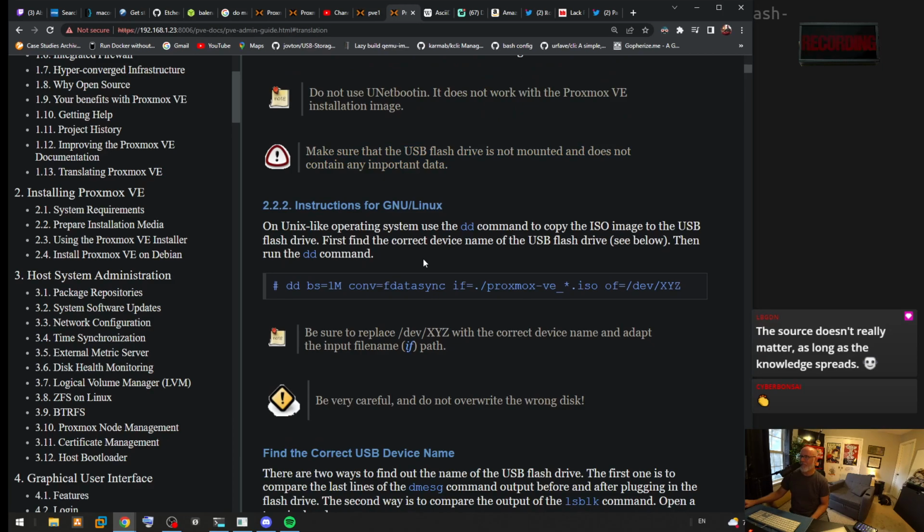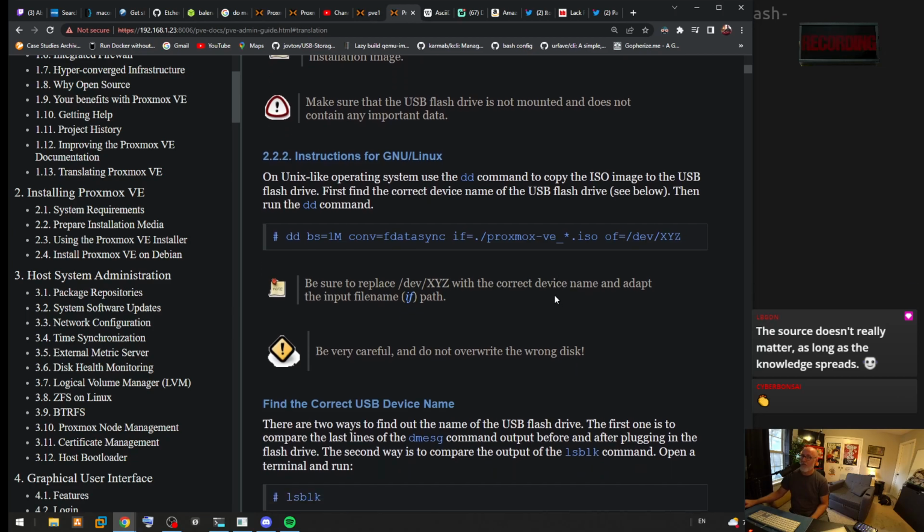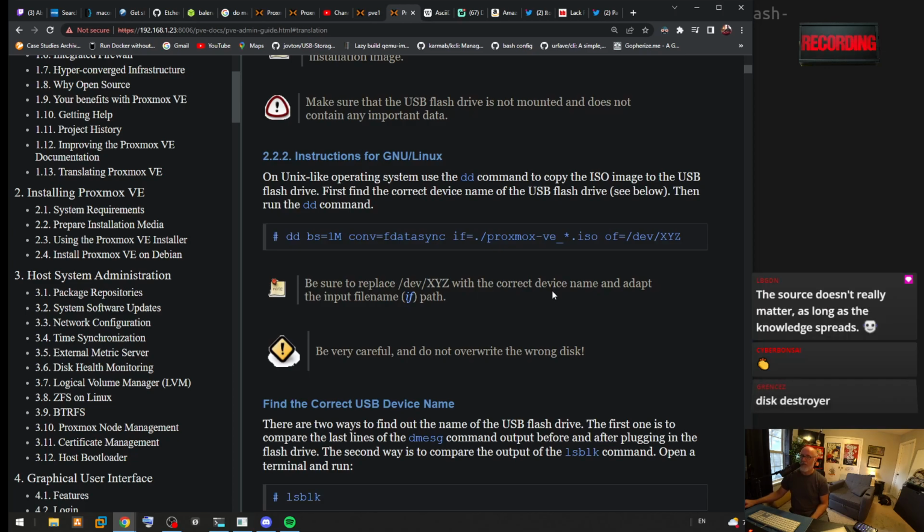2.2.2, Instructions for GNU/Linux. On Unix-like operating systems, use the dd command to copy the USB image to the flash drive. First find the correct USB image and then dd with bs=1M conv=fdatasync if=... and so on. If you know dd, do that. Otherwise, don't. Seriously, use Ventoy. Just use Ventoy. That is my suggestion. Yeah, disk destroyer. I don't think you should use dd. I have destroyed my disk before with dd. Everyone has. Everyone's got a story about that.